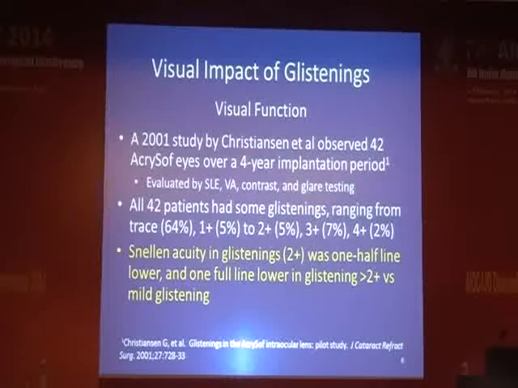Now, the Snellen acuity in glistenings of grade 2 plus and in the visual axis was almost half a line lower, and with more and more contrast sensitivity studies coming across and the quality of vision being a basic parameter in the outcome of any patient after cataract surgery, definitely glistenings, even if they are minor or even if they are grade 2 to 3 plus in the visual axis, will have a major role and major impact on the visual acuity of the patient.